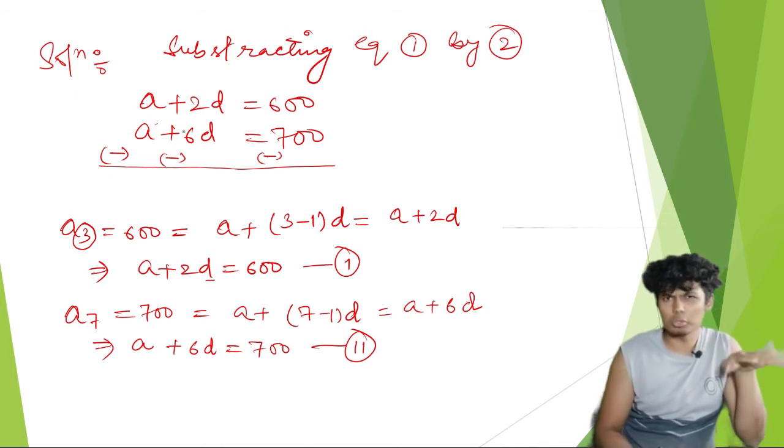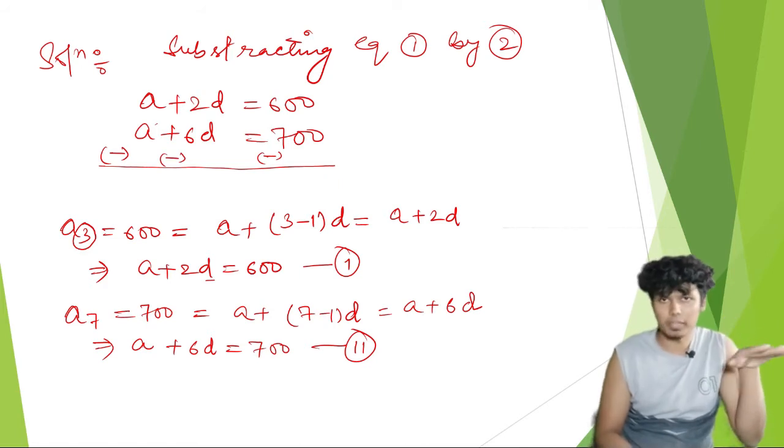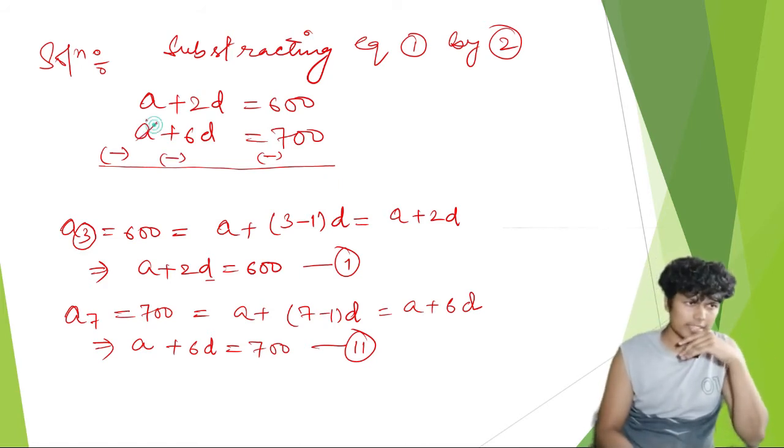You know how to do all these things. I don't think it is complicated for you. If you don't understand, don't worry. When I make the video on linear equations, I'll take this up and make you understand all of this. So A is cancelled. So minus 6D plus 2D will be minus 4D. Minus 700 plus 600 will be minus 100. So minus minus cancel, it is plus.